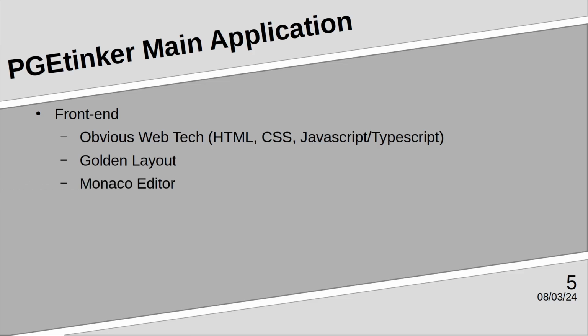Monaco Editor is the code editor of PGEtinker. If you use Visual Studio Code and it looks familiar to you, that's because Monaco is the editor that VS Code uses. The Monaco language client is the client that interfaces between the editor and the language server, and we'll cover that later on, but basically it's how things like code completion, type hinting, error reporting, and all that stuff sort of works.